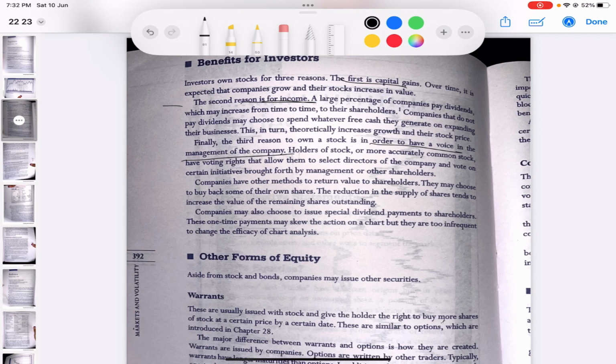Companies have other methods to return value to shareholders. They may choose to buy back some of their own shares. The reduction in the supply of shares is basically going to increase the value of the remaining shares, obviously. Companies may also choose to issue special dividend payments to shareholders. So dividends are a form of income, we have discussed that.